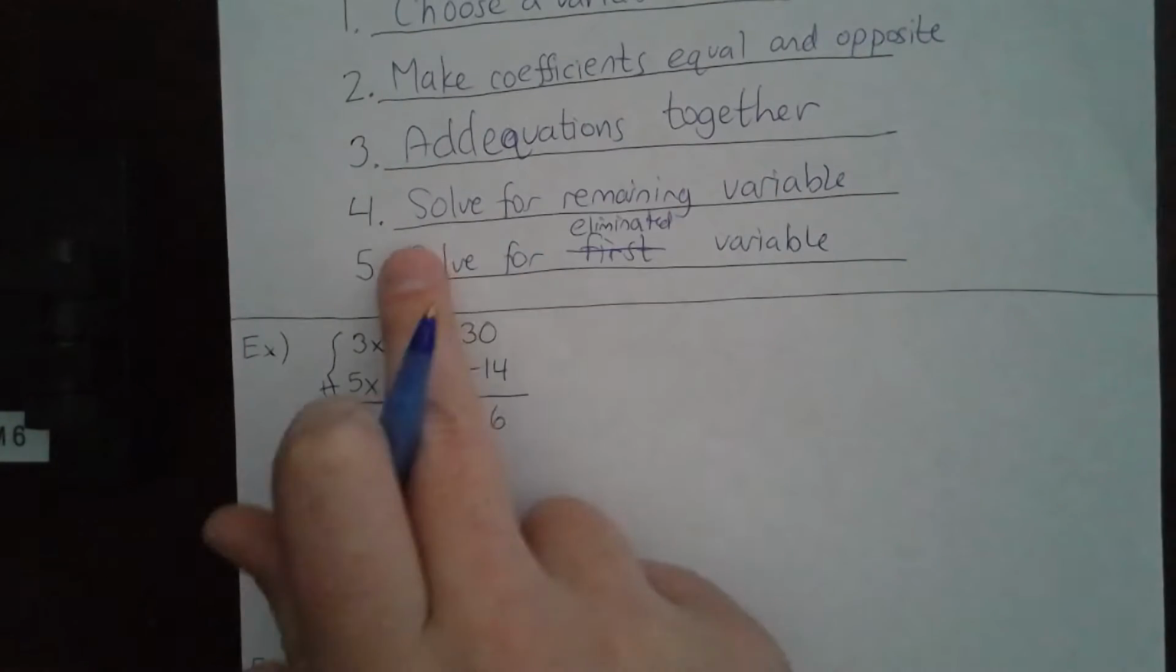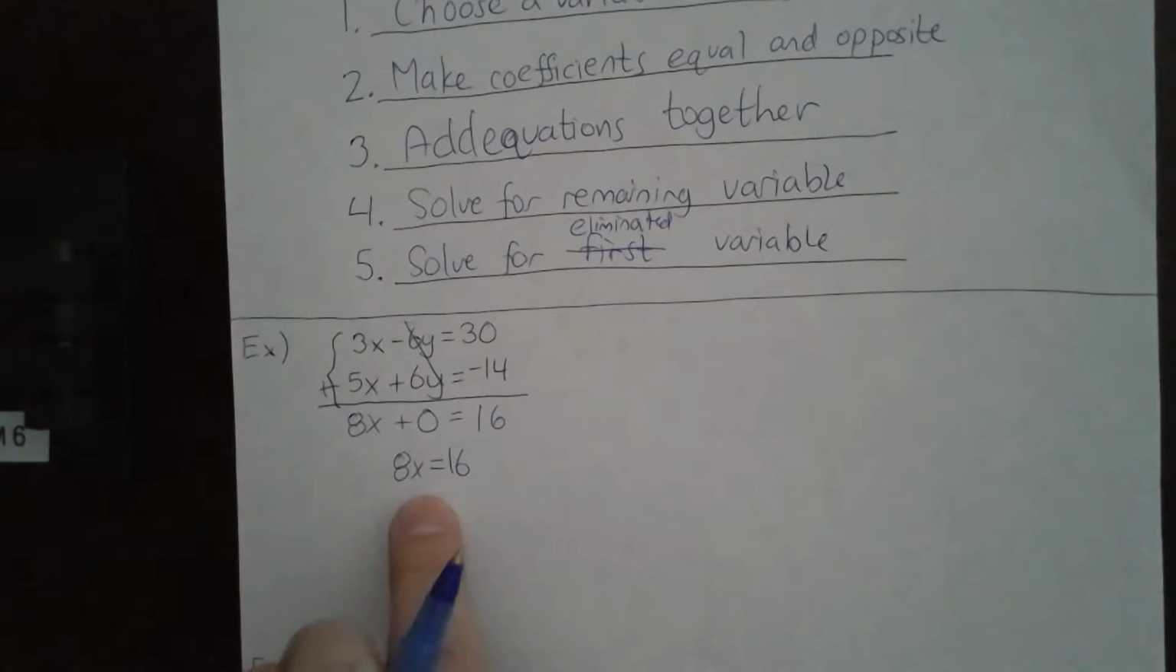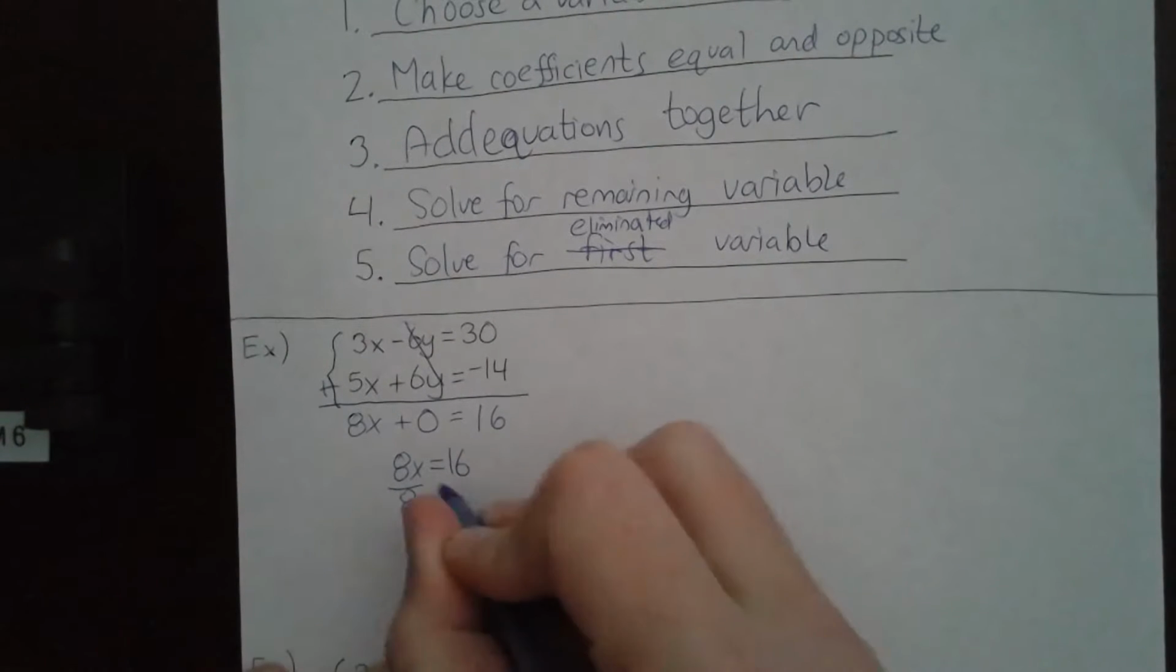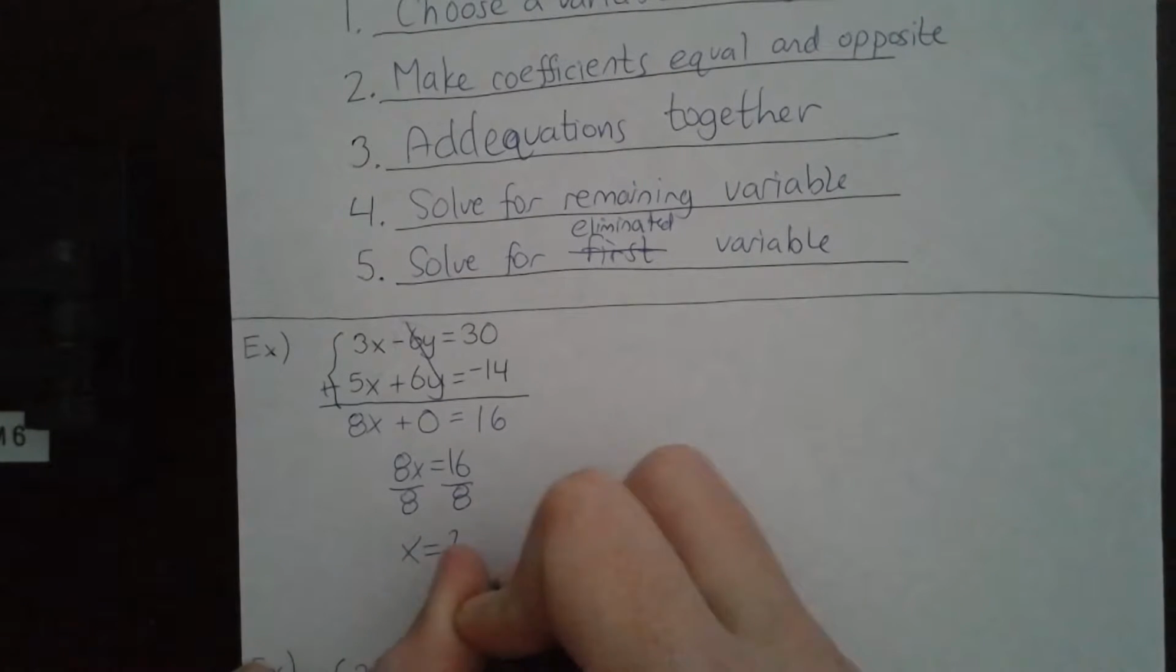We added our equations together. We got to solve for this remaining variable. We're going to solve for x. To get x by itself, we divide by 8. So x is 2.